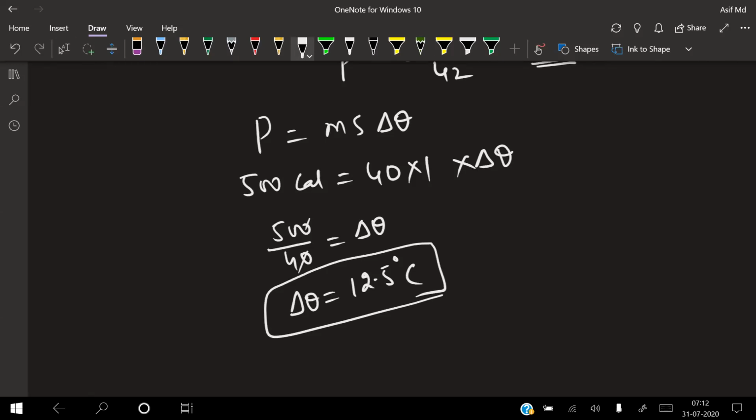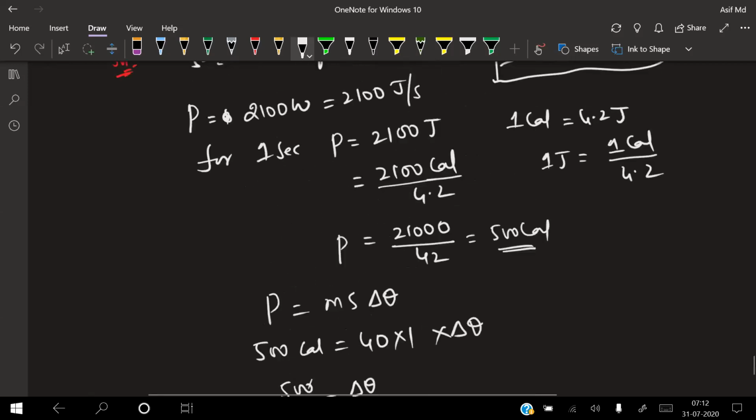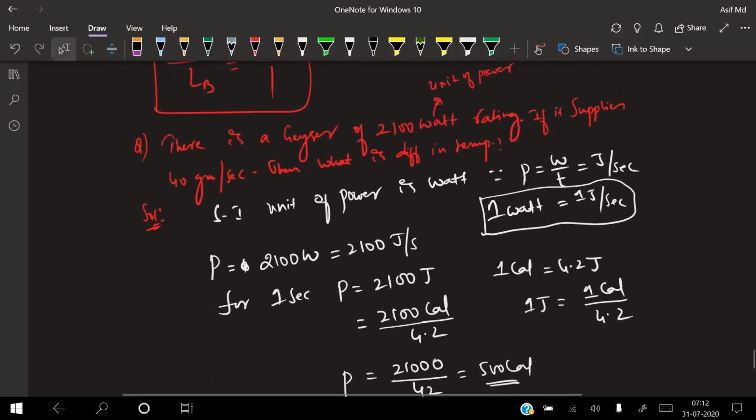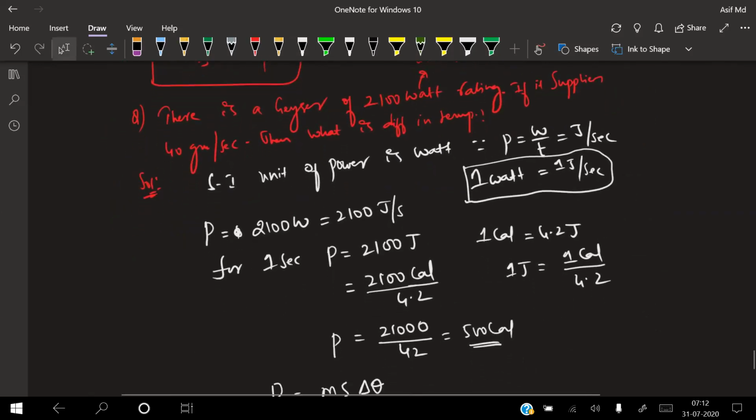Clear? It's better we convert it into calories, because this is in grams, 40 grams per second, and this is the SI unit. That is the reason I'm converting it. Generally, students will directly write the answer and end up not getting it. First we need to see whether all the data given are in the same units or not. This is the CGS system and that is the SI system. You can't do the calculation mixing the CGS system and the SI system.